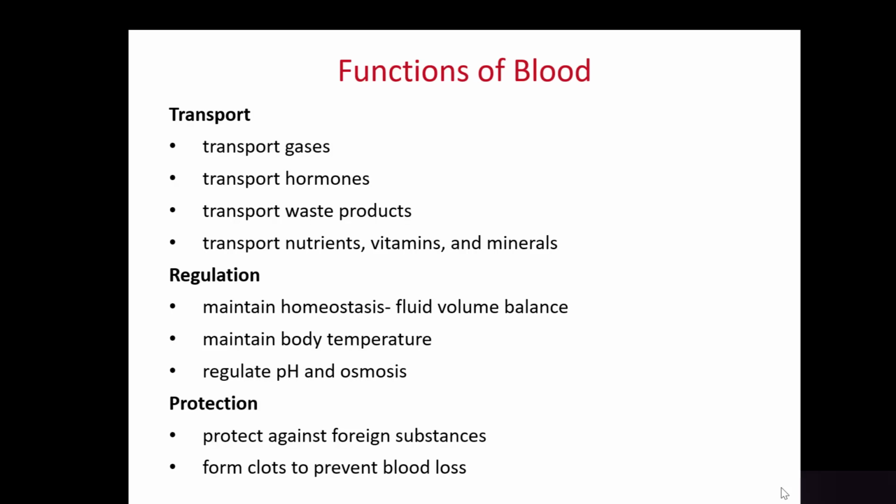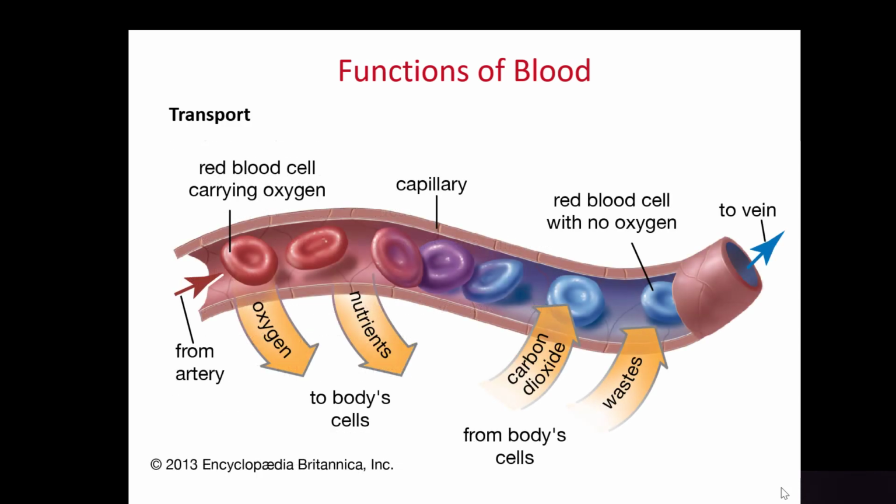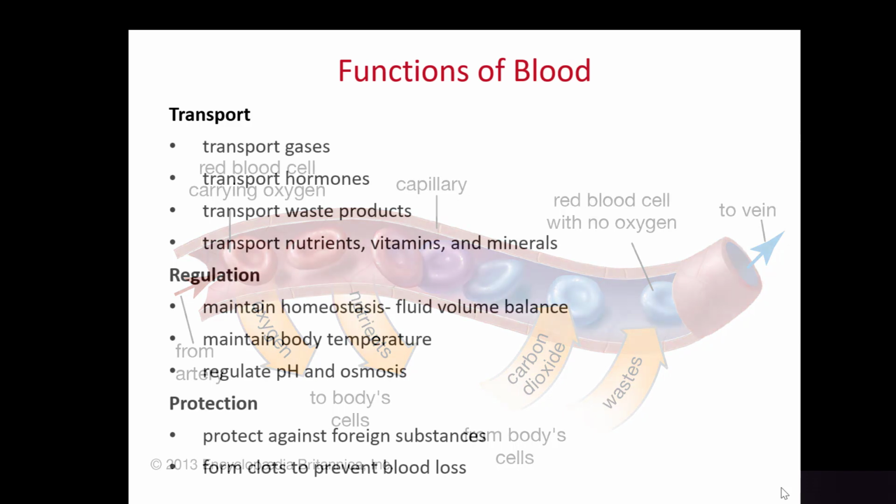Now let's talk about the functions of blood. There's 9 main functions of blood, and on this slide I've divided them into 3 sections: transport, regulation, and protection. Transport functions of the blood include delivering oxygen from the lungs to the cells of the body and bringing carbon dioxide from the cells to the lungs for elimination.